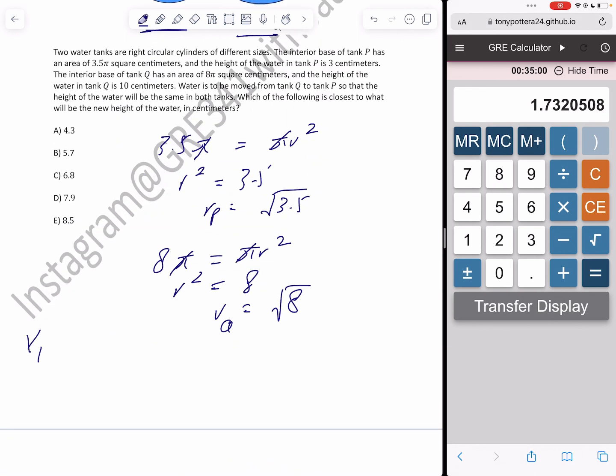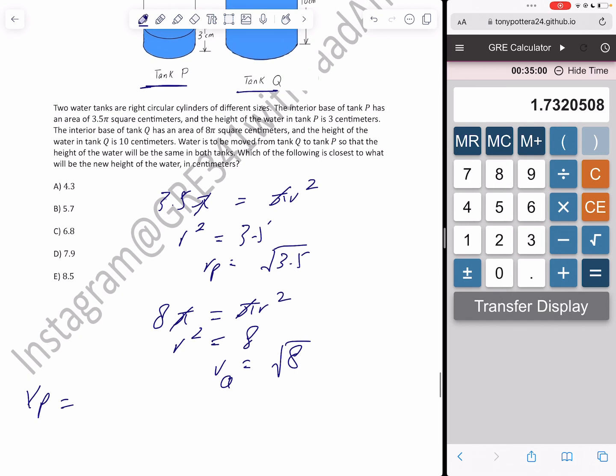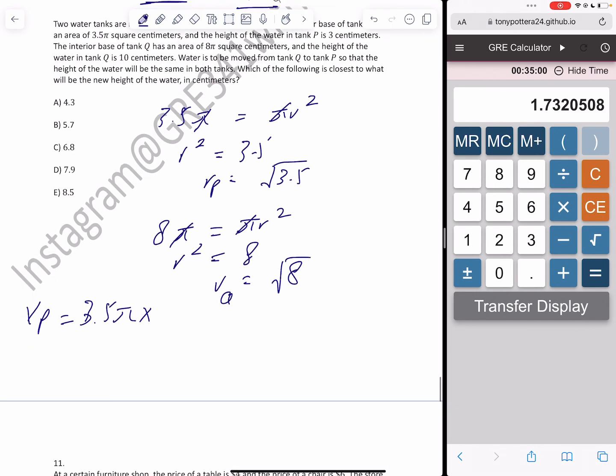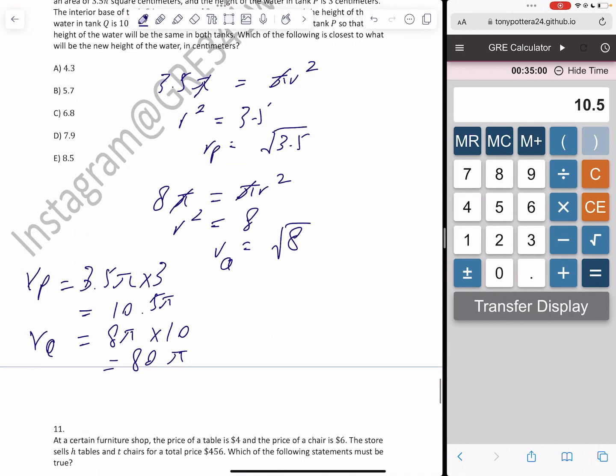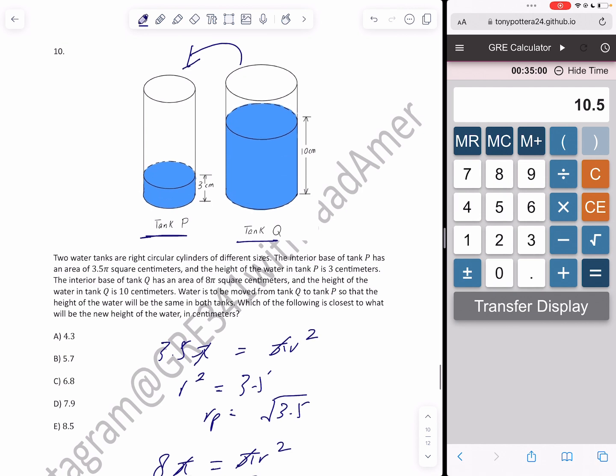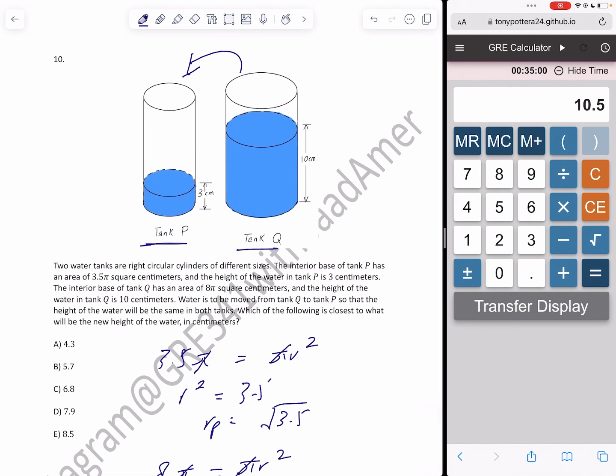The volume of P would be the base area, which is given 3.5 pi, into the height, which is 3. 3.5 into 3, 10.5 pi. And the volume of Q would be 8 pi into 10, which would be 80 pi. So the total volume of P plus volume of Q would be 90.5 pi. This is the total volume of both the tanks combined.